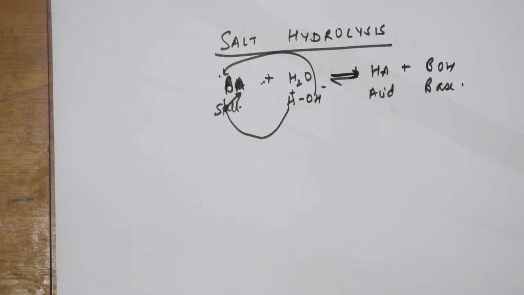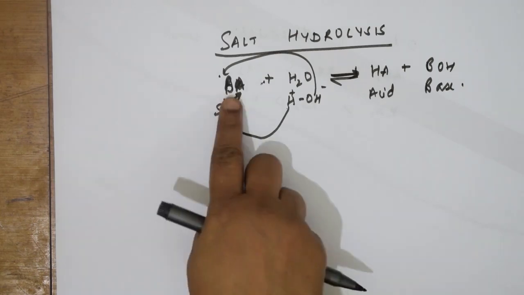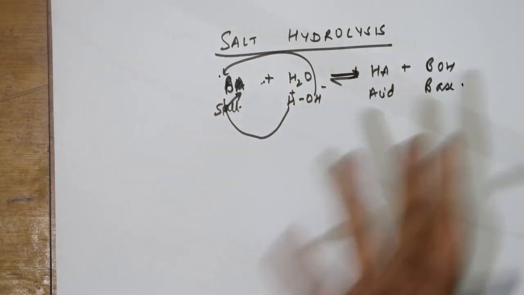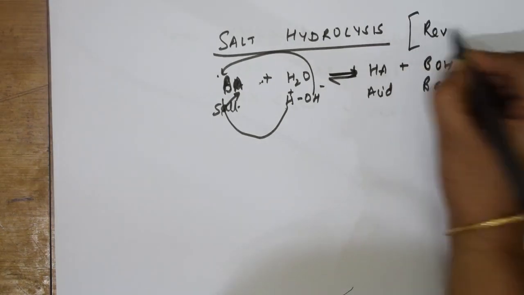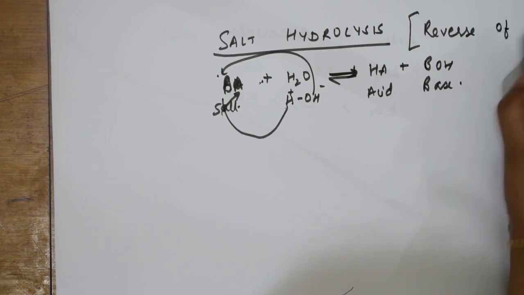So the hydrolysis process is a reverse of neutralization. Basically, acid plus base gives salt and water, which is neutralization. Salt plus water gives us acid plus base, which is salt hydrolysis. So I'm going to write this as, remember, reverse of neutralization reaction.